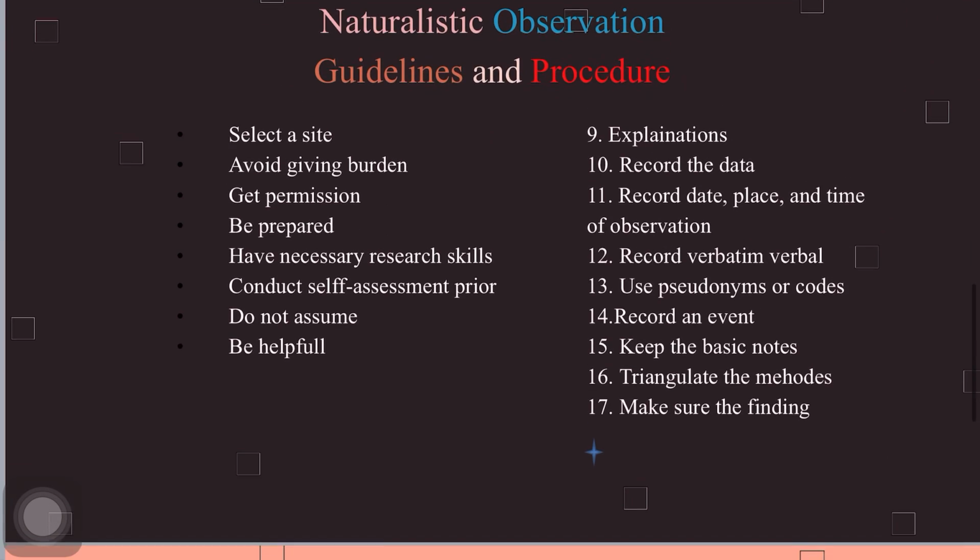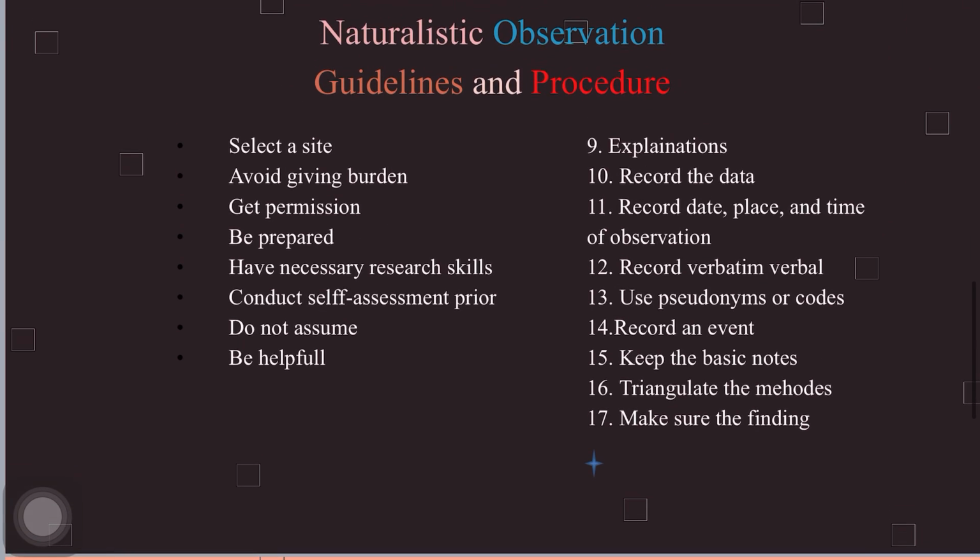And sorry, after the guideline, we can produce the naturalistic observation by some procedures. There are 4 steps in the process of collecting information: the descriptive phase, focusing phase, selective phase, and saturation point.